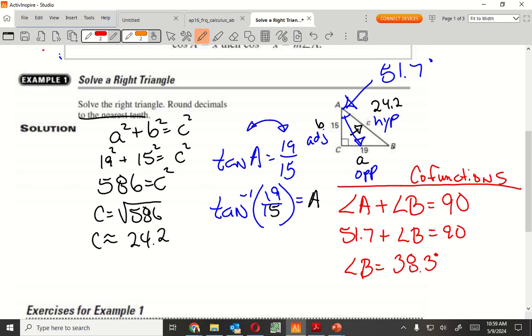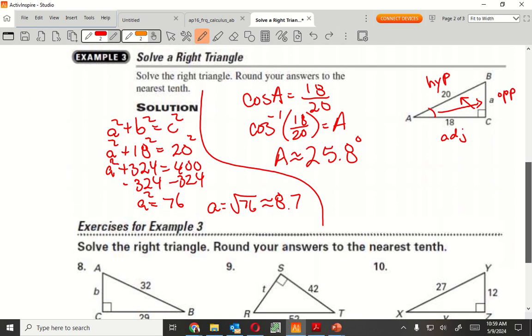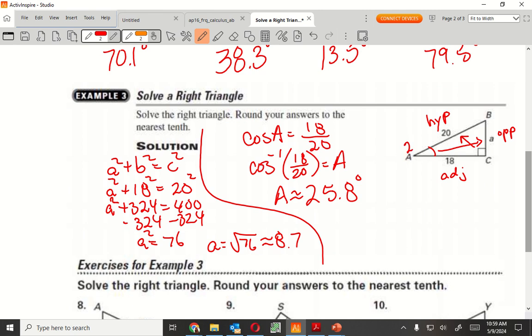Okay, so it is a cofunction. The cofunction says that both these angles right here, angle A and angle B together, have to add up to 90. So I could just say 25.8 plus angle B equals 90. So I can just subtract 25.8, and B is 64.2.